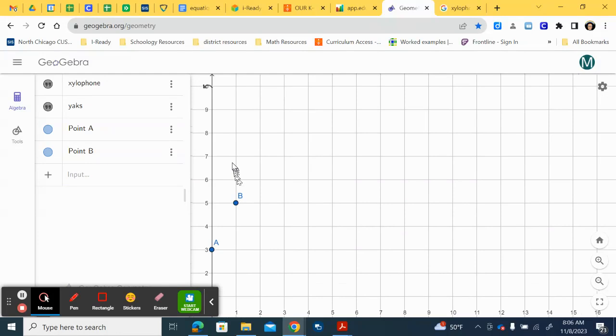So if I'm going to go up to the next one, it would be 7, 2. Oops. Oh, it's going to be 2, 7. See, I forget to do that stuff too, just like you guys. The x, the xylophones, is going across and the yaks is going up. So we have to make sure we do that correctly.